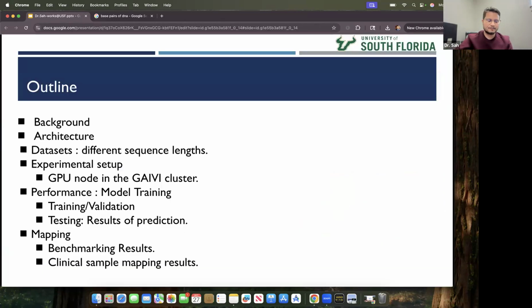All right, so I'm going to talk about some background, the architecture of the entire pipeline, what data sets I used, the experimental setup, performance of this pipeline, and the benchmarking results with a clinical sample. This work was in collaboration with the USF Genomics program, from where I collected clinical sample DNA as well.